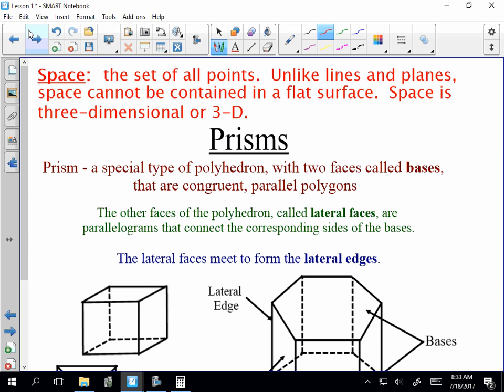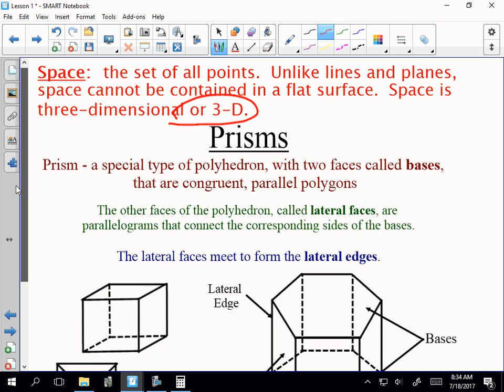When we talk about space, unlike a flat plane and line, space cannot be contained into a flat surface. Unfortunately, we're looking at this on a flat screen or on a flat board, but we really have to think about the idea of three-dimensional space. So we have length, width, and depth overall, also known as height.